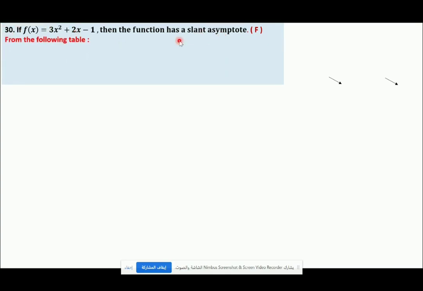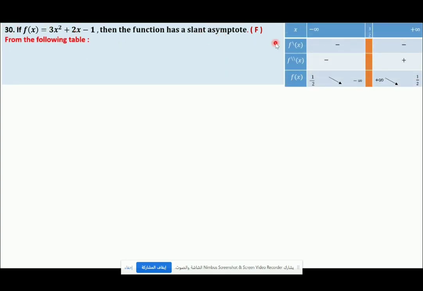From the following table, which is going to appear in front of you, including x, f prime of x, f double prime of x, and f of x, which explains the variation of the function. The first question is, the equation of the horizontal asymptote of the function is y equals 1 over 2. To see the answer from the table, you can go back to negative infinity to see what it approaches in the function. It approaches a constant value, which is half.